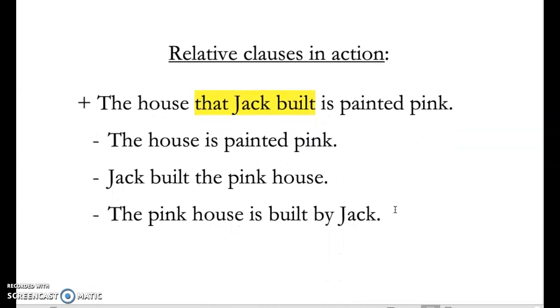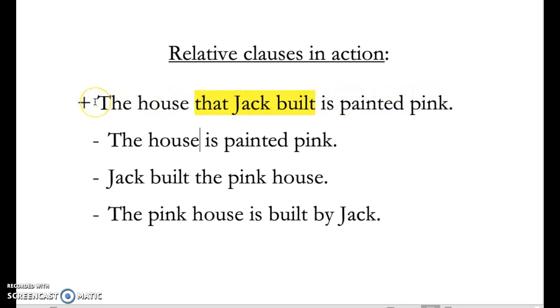So here's some examples of relative clauses in action, okay? The house that Jack built is painted pink. The phrase that Jack built is a relative clause. We know that because it begins with the word that, and we also know that it's a relative clause because it adds information about the house. So in other words, a simpler version of my sentence could be, the house is painted pink. But I want to tell you a little bit more about the house, so I add this other information, that Jack built. And I have to stick it directly after the thing that I'm talking about. The house, relative clause, that Jack built, and the relative clause is painted pink.